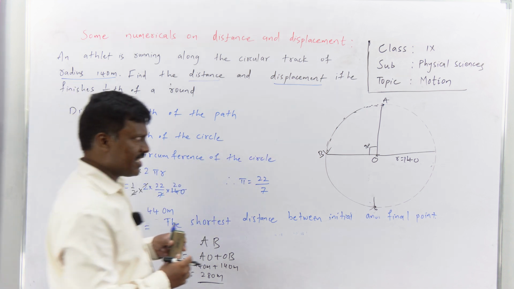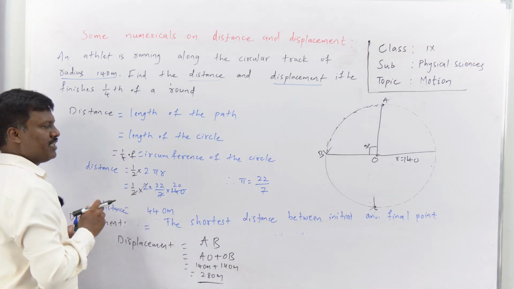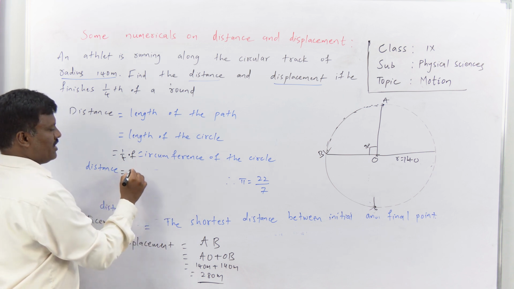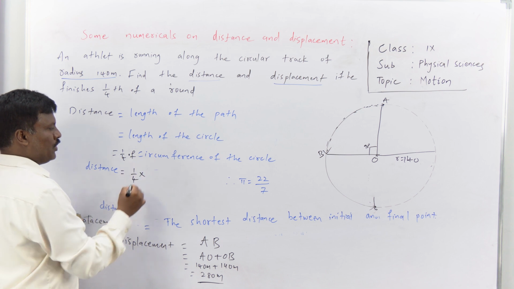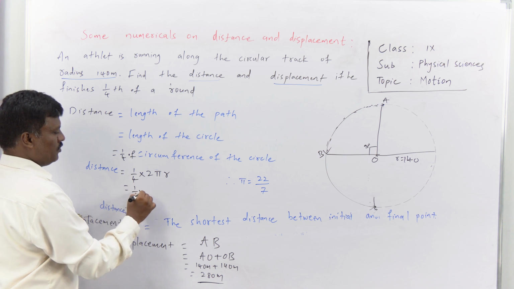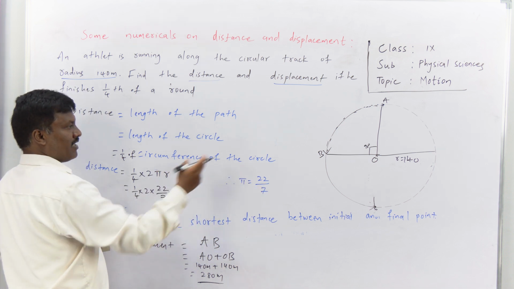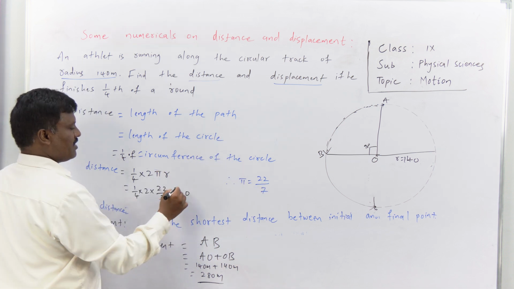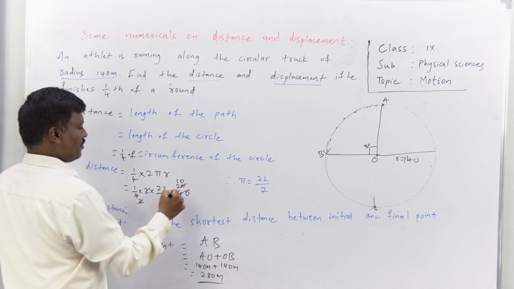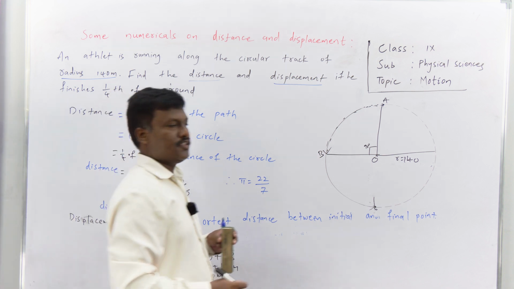How much did he travel? Only 1 by 4th of the circumference. That is equal to the distance traveled by that person. So if you take 1 by 4th, what value do we get? Distance is equal to 1 by 4th of the circumference of the circle, formula 2 pi r. So 1 by 4 into 2 into pi value 22 by 7 into R value, which we already have as 140. 7 ones 7, 7 twos 14, into 20. 2 ones 2, 2 tens 20, 22 into 10. 220 meters.